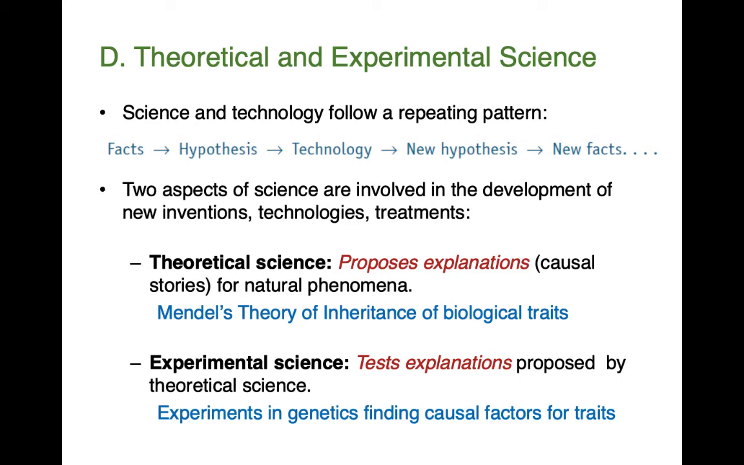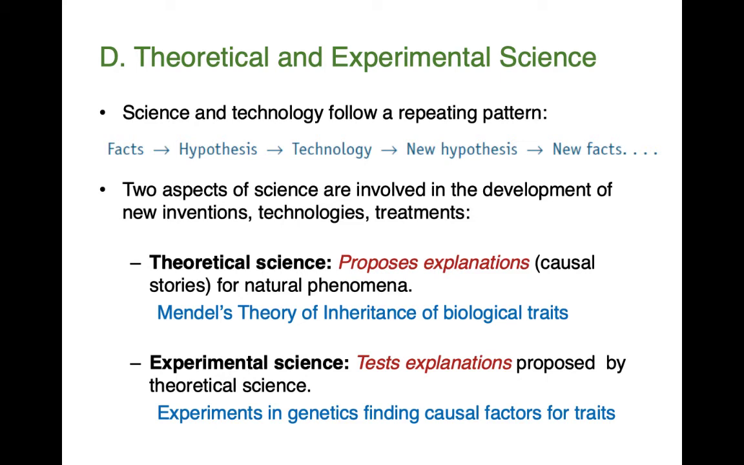Technology itself causes us to think of new hypotheses, new ways to use the technology, new ways to explain what we see. This leads to new facts, etc. So these two aspects of science are involved in the development of new inventions, technologies, treatments. Think of it this way. Theoretical science proposes explanations, causal stories for natural phenomena, and even for phenomena generated by humans.